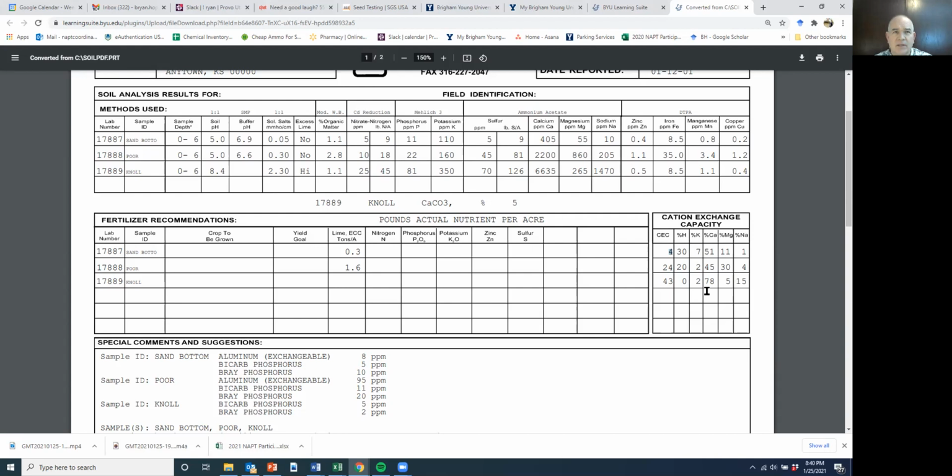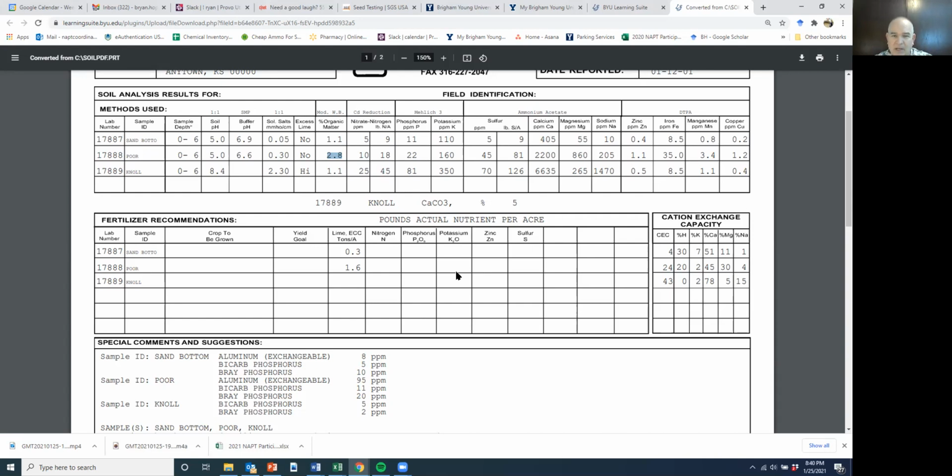Now we didn't do the texture analysis, but I did do organic matter, and the sandy bottom has less organic matter than the poor. It has less than half as much. It's also just by its name, it's sandy, and so there's probably less clay in it as well. And the bottom line is I got very different CECs.